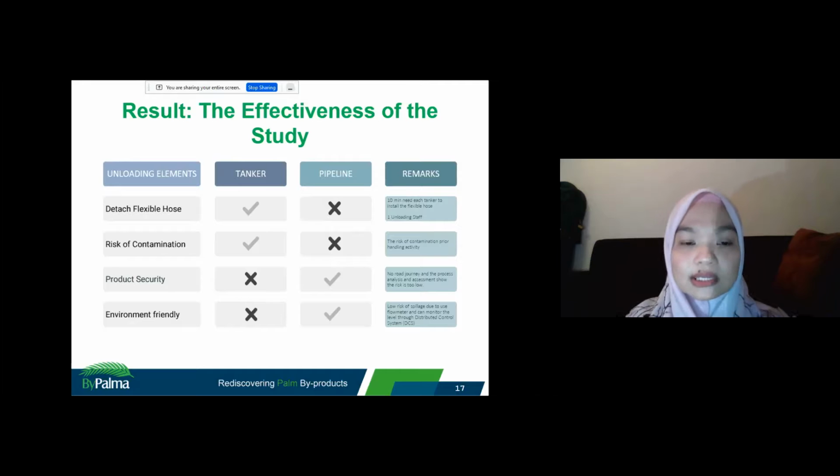For product security, the tanker is not secured, because we have a seal that may be broken, or there may be human error, not sealed, etc. The pipeline is product secured, because it's within the pipeline. The pipeline is environmentally friendly for sure, because of low risk of spillage, as maintenance jobs can be done frequently. But for the tanker, we somehow have spillage on the public road, so it is not environmentally friendly.